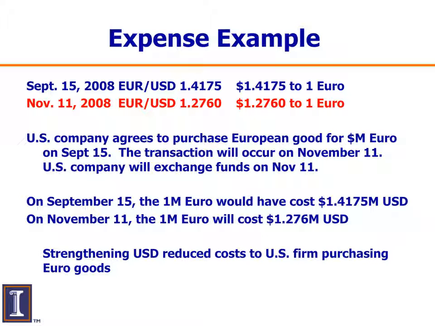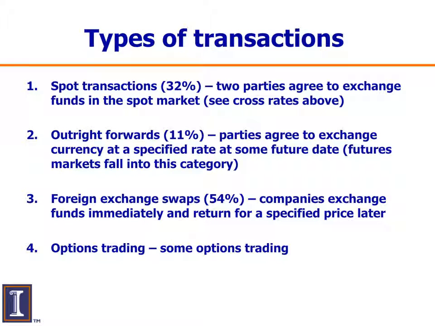Both of those cases introduce uncertainty, and in a lot of cases, firms don't want to deal with that uncertainty, so they'll make some sort of exchanges within currency markets to make sure that those exchanges, that in this example occurred on September 15th or were agreed to on November 11th, don't change either the cost or the revenue to the firm. Here are some of the transactions that occur in the exchange rate market.